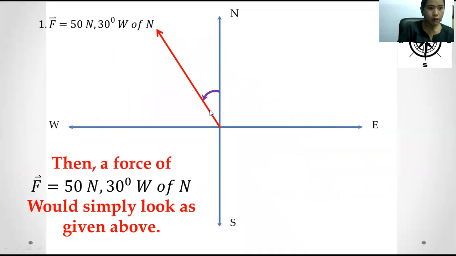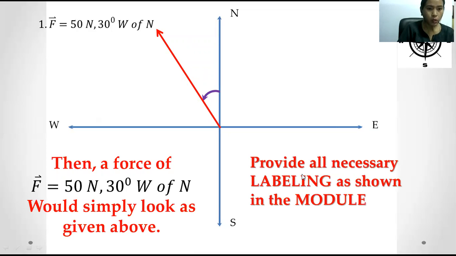Then a force of 50 newtons 30 degrees west of north would simply look as given above. Then you are to provide all necessary labeling as shown in the module. So this arrow represents again 50 newtons 30 degrees west of north, and this angle measures 30 degrees west of north.